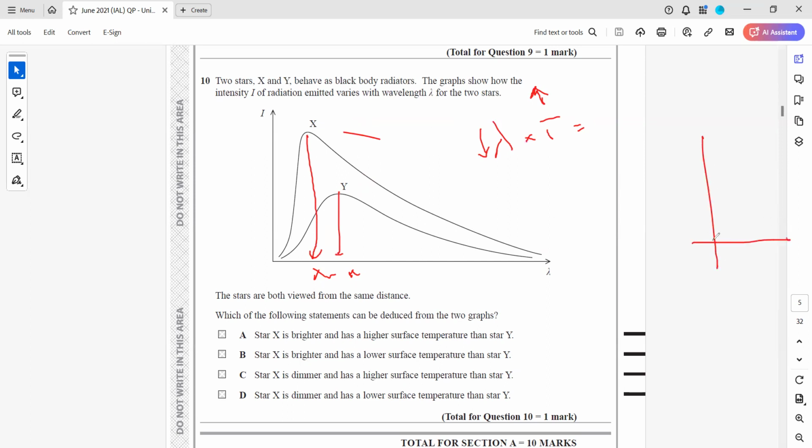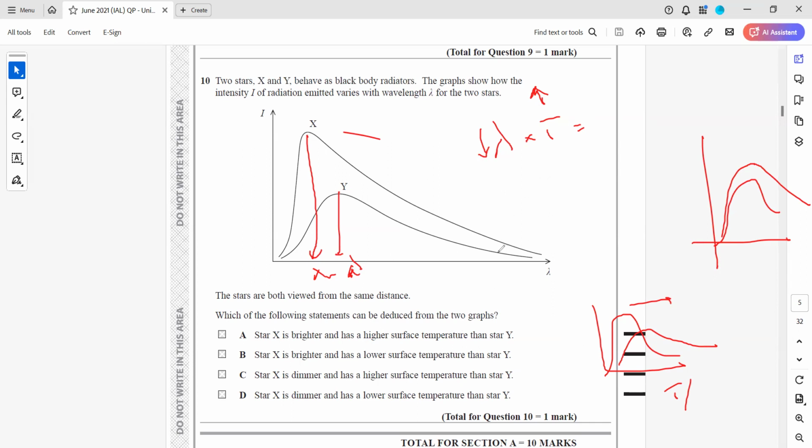If it was a Maxwell-Boltzmann graph for temperature, then the opposite will happen. If we increase the temperature, the peak will shift toward right. But this is not a temperature graph, this is a wavelength graph. So lambda max for X is smaller, so it means it has a high temperature.